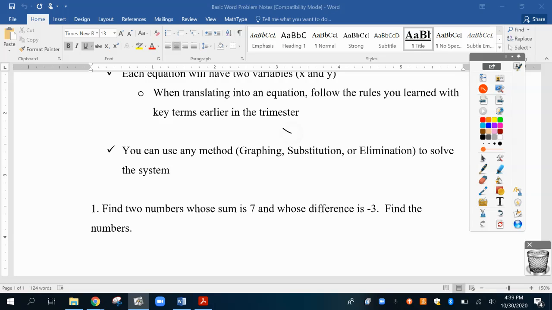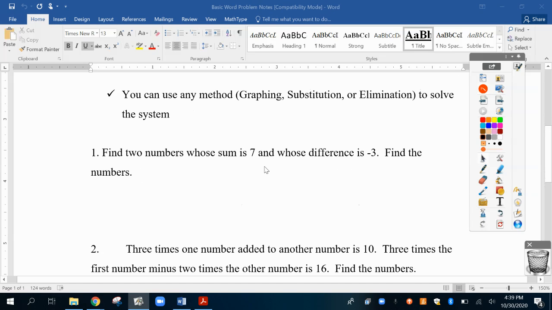Substitution is usually the best option to pick if we read something that says X equals or Y equals. And elimination is usually our best option if we have that format of an X stacked on top of an X, Y on top of a Y, equals on top of an equals. Everything else is going to go along with the exact same rules that we have been doing. So let us take a look at this.